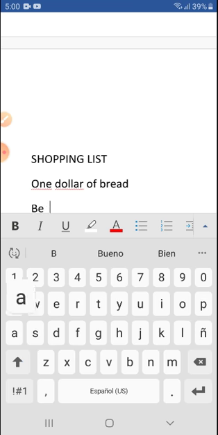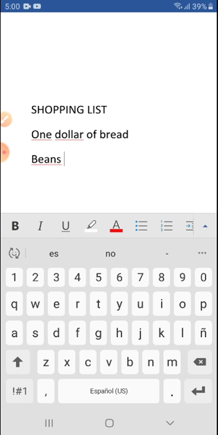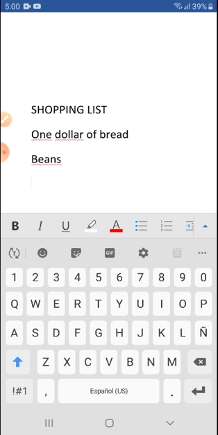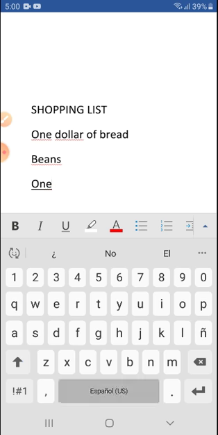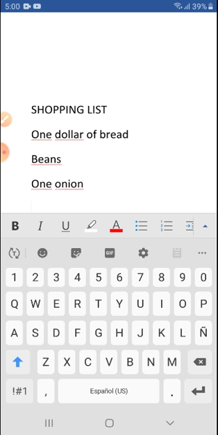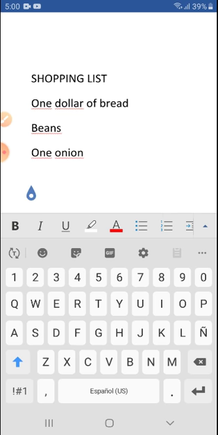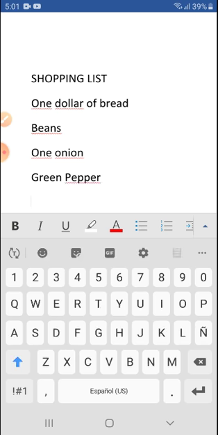Beans, frijoles, yes. We also need onion, cebolla, onion, one onion, una cebolla para hacer la fritita, yes, to fry it. We will also need, if you want, pepper, chile, yes, green pepper, un chile verde, yes, green pepper.